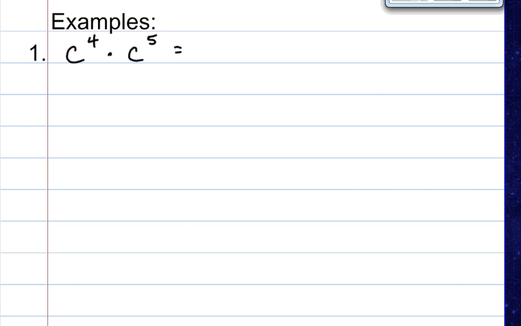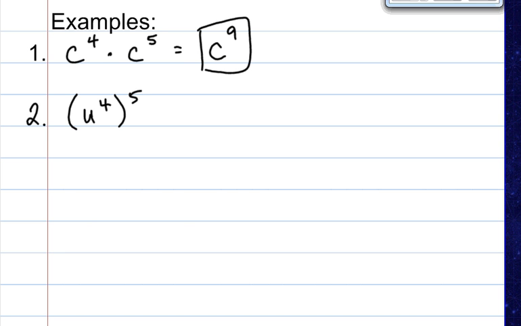We'll start off pretty basic. So we have c to the 4th times c to the 5th. So using our rule, we have multiplication of like bases, so what that means is we're going to add their exponents. So 4 plus 5 gives us 9, and that's our answer. Very, very simple. Okay, number 2. In this example, we have u to the 4th power, and then all that to the 5th power. This is a power to another power, so then what you do is you multiply the exponents. So 4 times 5 is 20, u to the 20th power. Number 3.